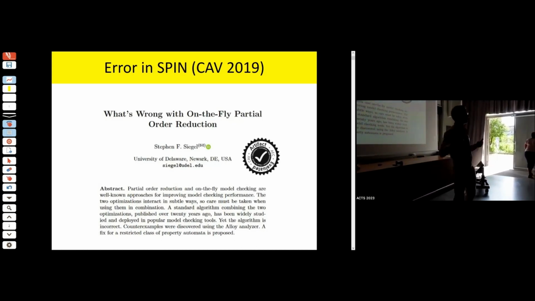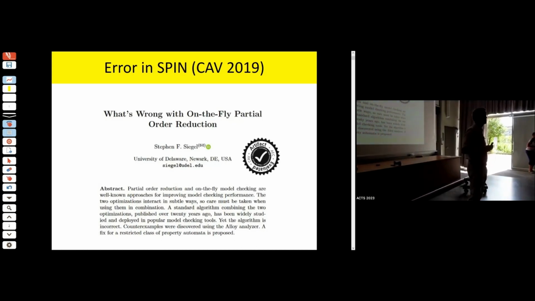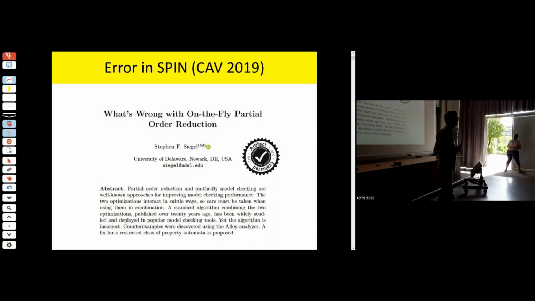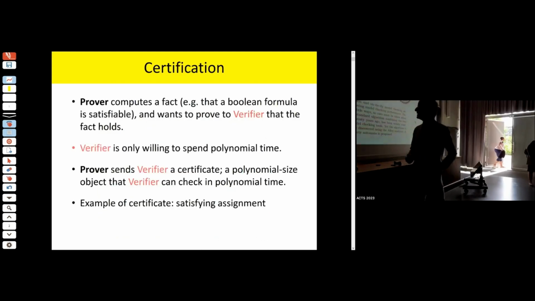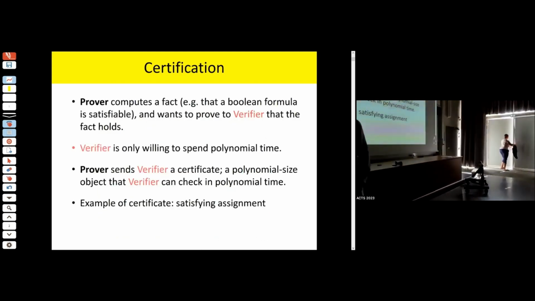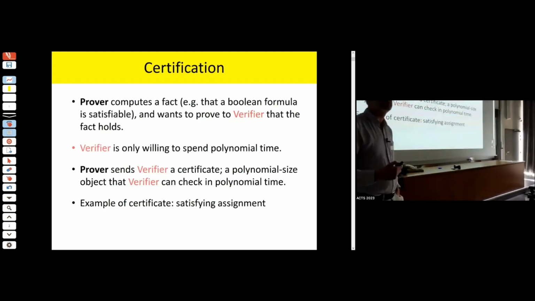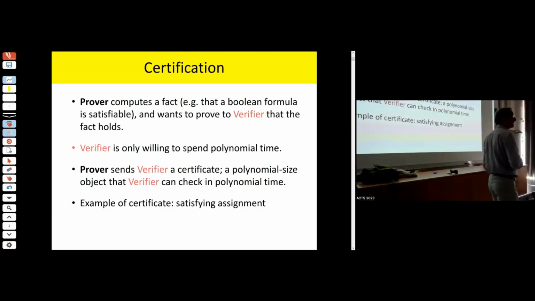The error can be traced back to the paper by Doron Peled, where he described the algorithm for partial order reduction. It contained a mistake. So the point is, what can you try to do about this? One way of trying to get out of this problem is to use certification.